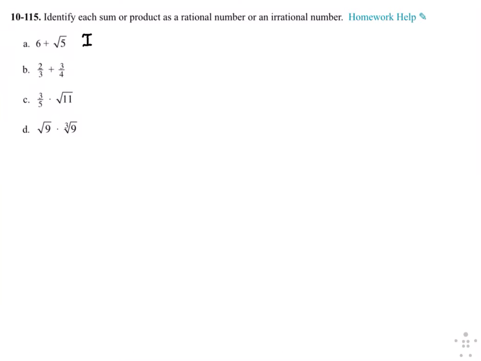Easy to see. The next one, we know that when we add 2/3 and 3/4, we're going to get a fraction, right? What fraction are we going to get? Let's see. We're going to get 8/12 plus 9/12. We get 17/12, which is a fraction, so that is a rational number.